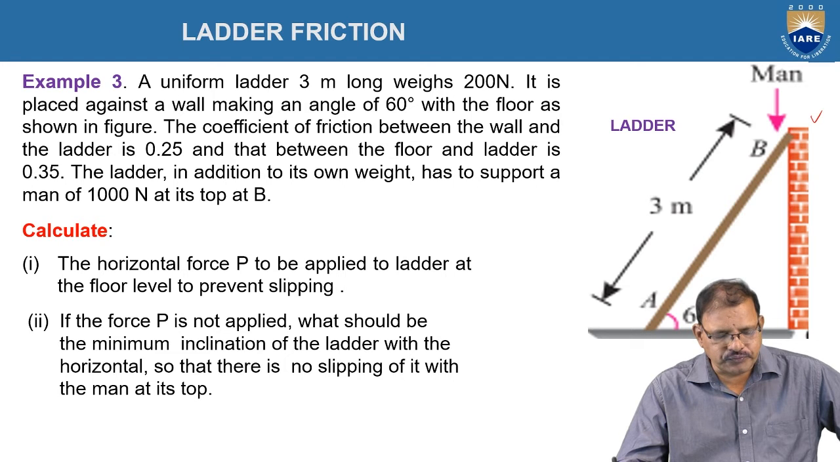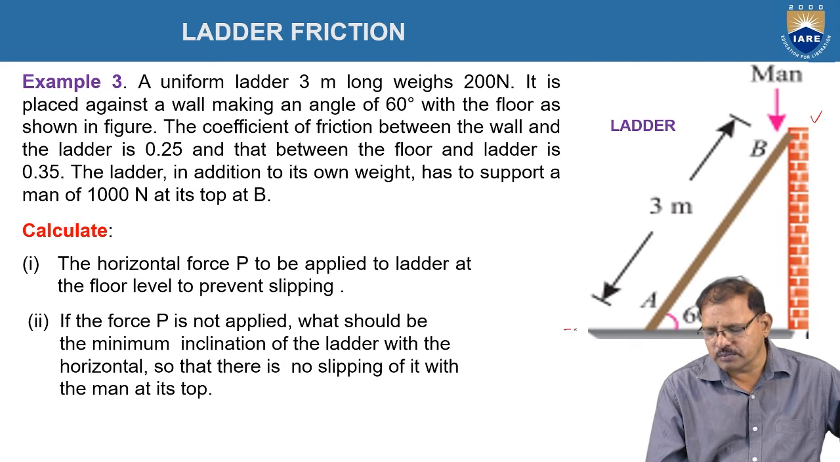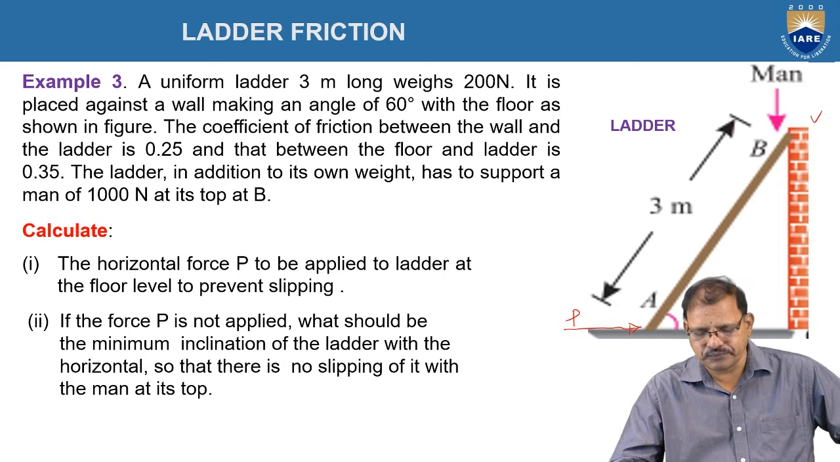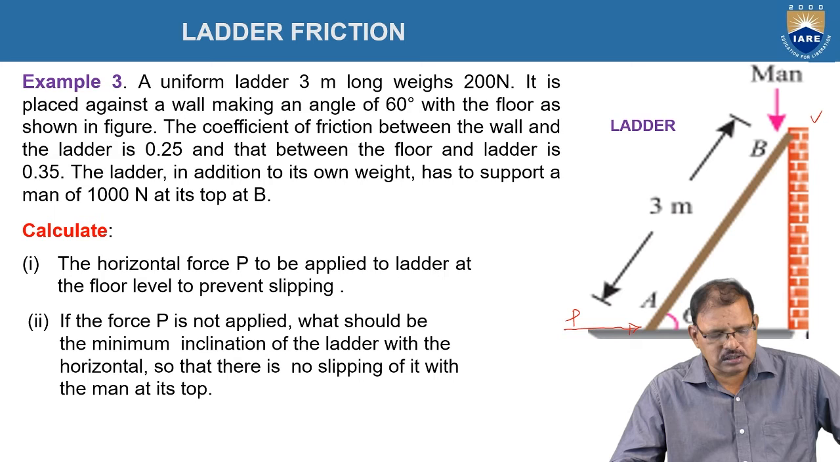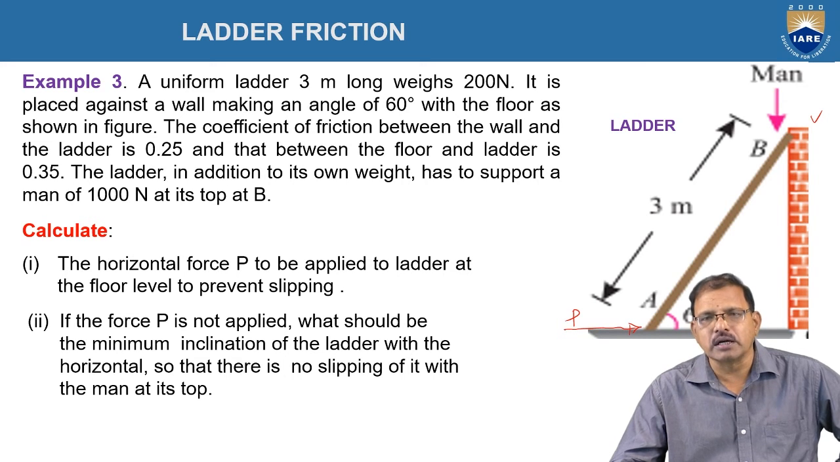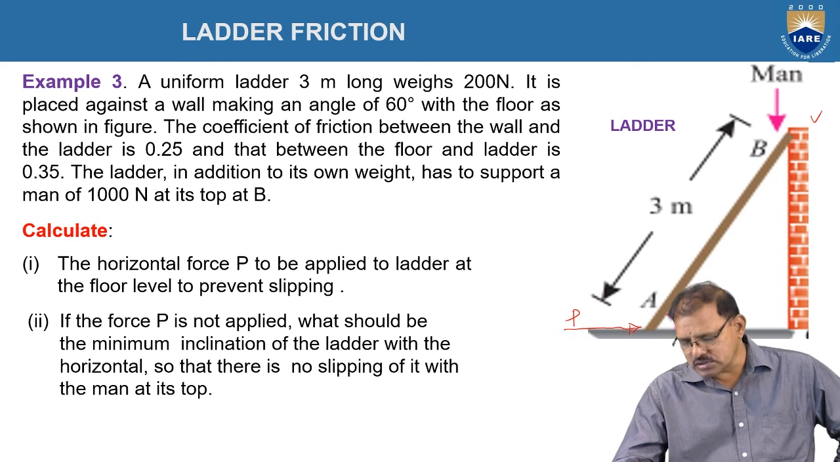Now, calculate the horizontal force P required to the ladder at the floor level to prevent sliding. At this point, how much force we have to apply to prevent it sliding. The first case. The second case is if the force P is not applied, what should be the minimum inclination of the ladder with the horizontal so that there is no slipping of it with the man at its top. These two conditions attest to such phenomenon.